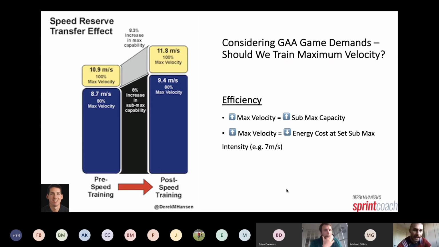Okay, next one then. When we talk about this again, should we train maximum velocity? And don't worry, we won't be getting too big into numbers at all tonight. We left all that behind last week, all right?